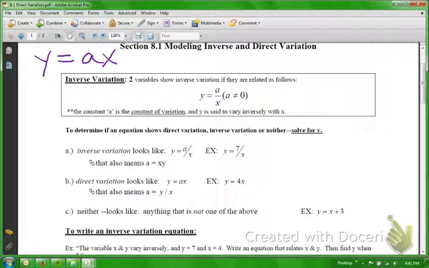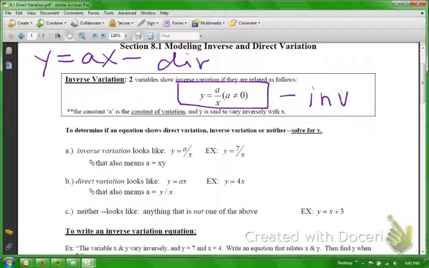That's inverse. Its formula looks like this: y equals a over x. A cannot be 0. It's set up almost exactly like direct. So to determine if an equation shows direct variation, inverse variation, or neither, you solve for y. So that's what we're going to do. We have two formulas. This is direct, and this is inverse. So if you're trying to figure out if your equation works, solve it for y.